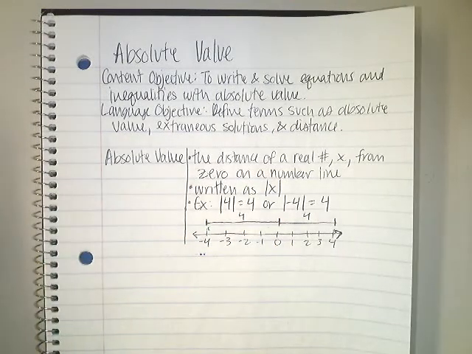So since absolute value is the distance from 0, distance is always positive. You're not going to be negative distance away from something. So no matter where you are, distance will always be positive. So absolute value similarly will always be positive.